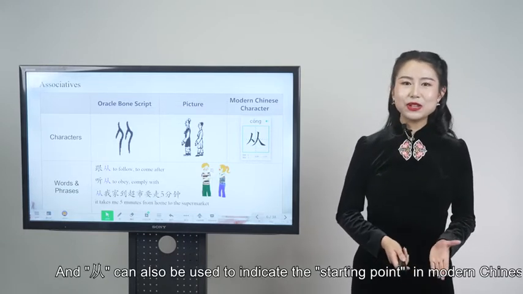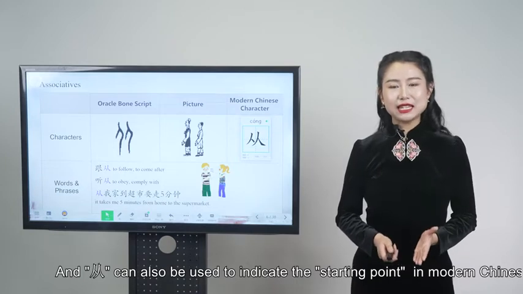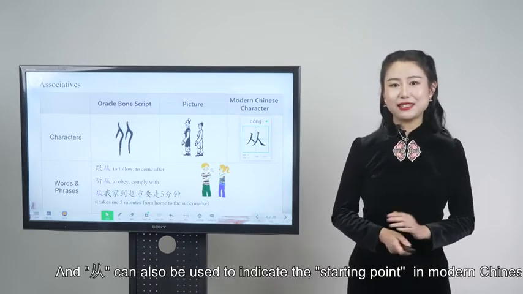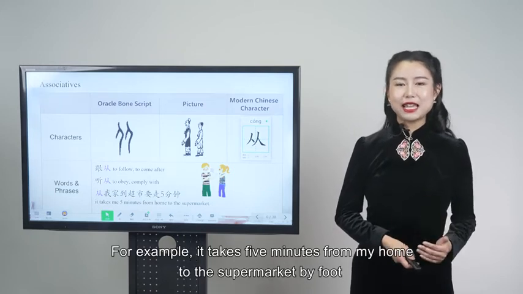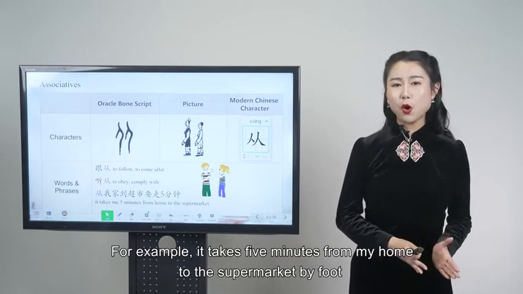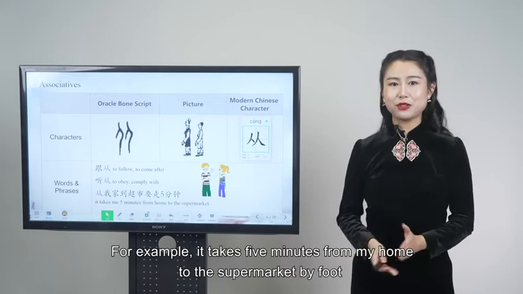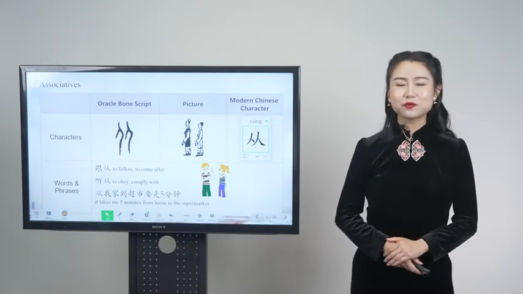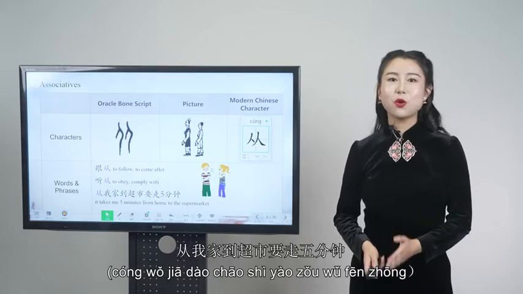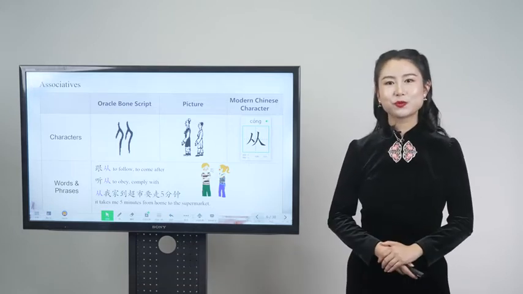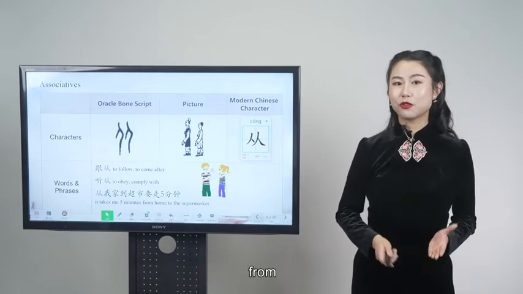And 从 can also be used to indicate the starting point in modern Chinese. For example, it takes 5 minutes from my home to the supermarket by foot. We could say, 从我家到超市要走5分钟. 从, from.